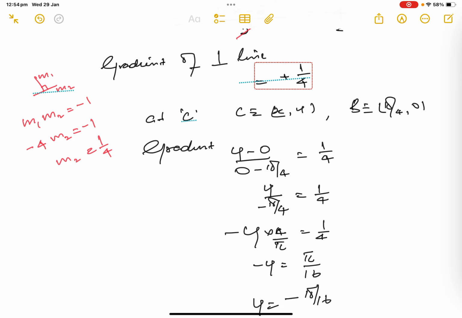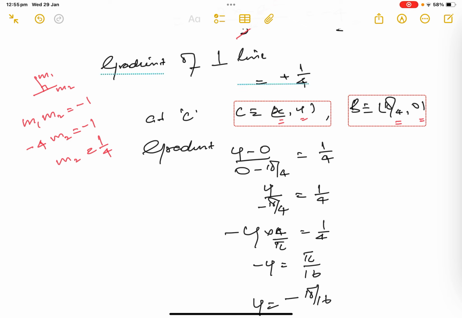I just took the coordinates of C, which we don't know, so just say x and y. This is an arbitrary point which we need to find, x and y. And B is (π/4, 0). We can find the gradient between C and B, which is y minus 0 divided by x minus π/4, where y is the y coordinate of C, and for B it is 0.